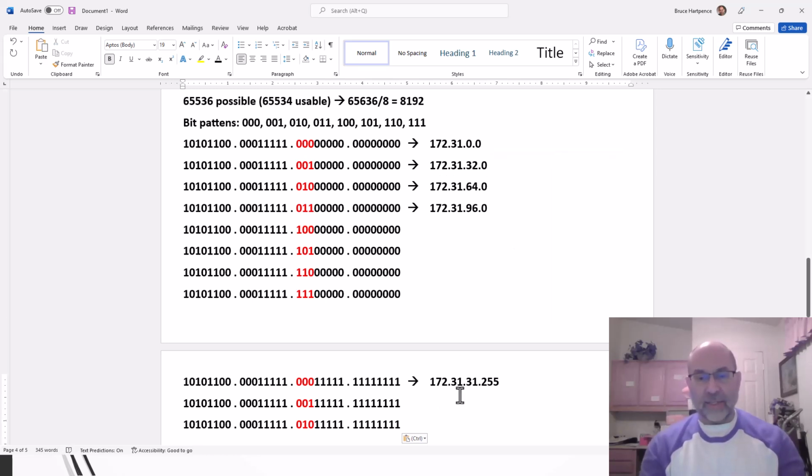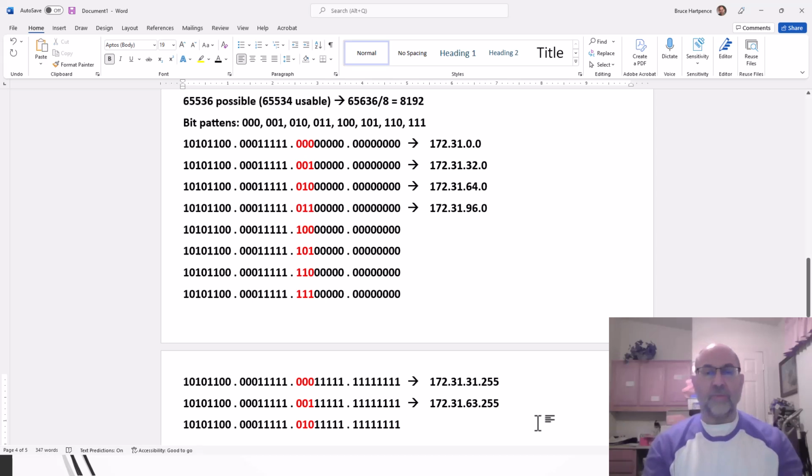So if I guess, I'm just going to guess that the highest one in that range is going to be 172.31. One less than 64 is 63.255. Well, let's see if this actually works out. If I take 32 plus 16 plus 8 plus 4 plus 2 plus 1, I get 63. And then I've got 8 ones here, 255.